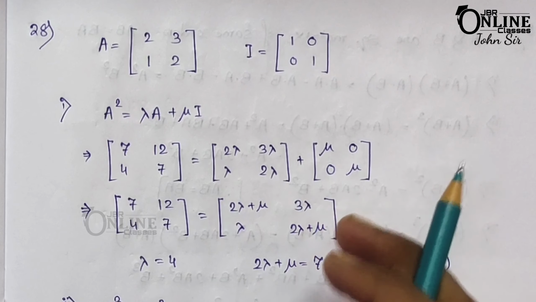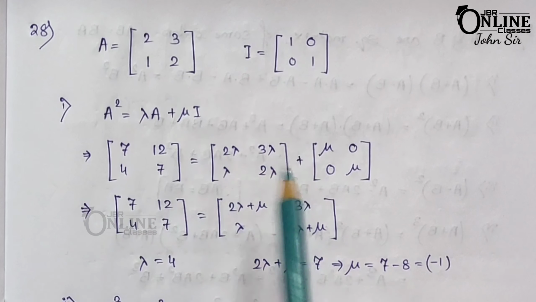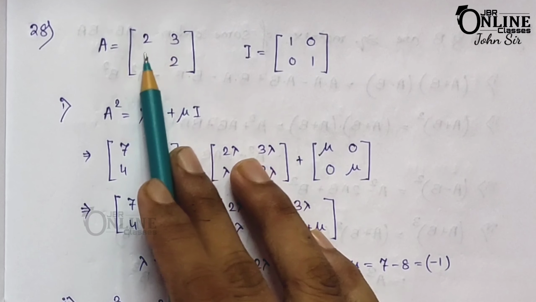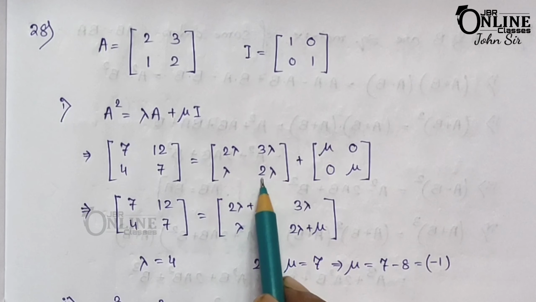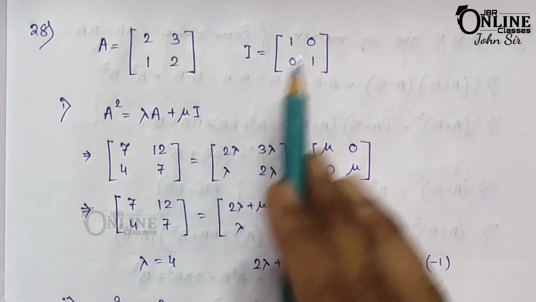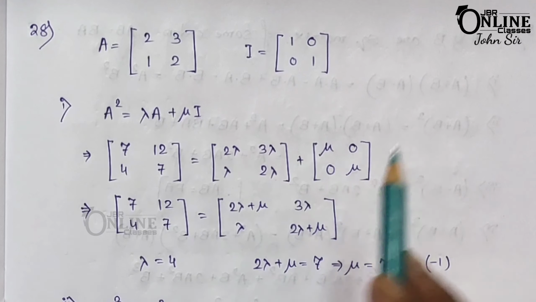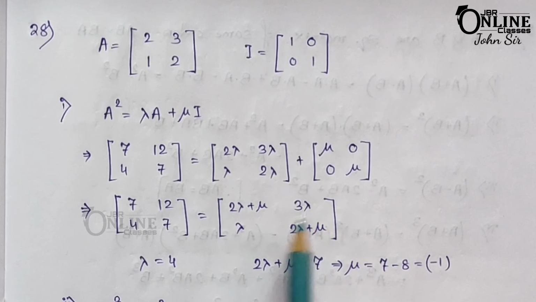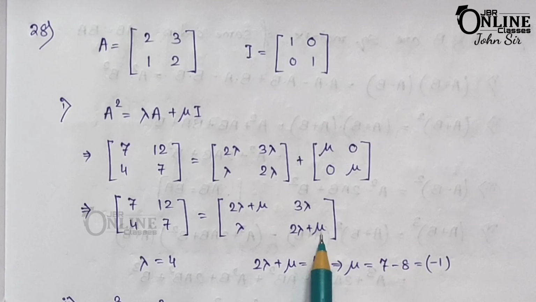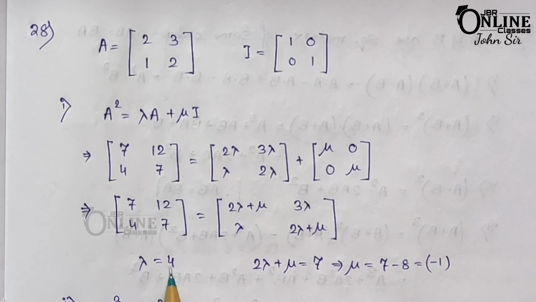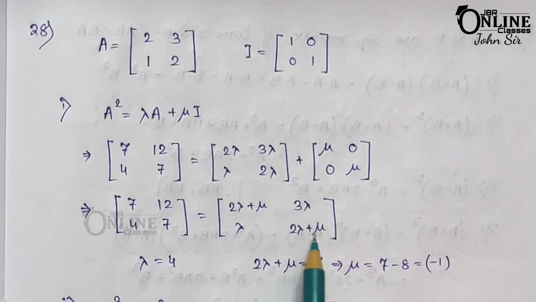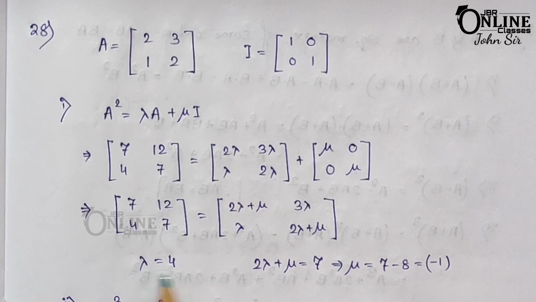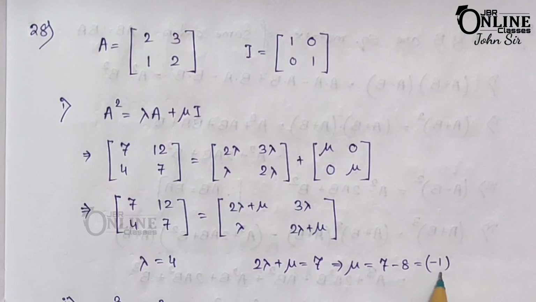So A square means multiply this one with this one and you will get 7, 12, 4, 7. Then lambda A means lambda into this one. So 2 lambda, 3 lambda, lambda and 2 lambda. Next mu I, that means mu, 0, 0, mu. Now if you add these two matrices, you will get 2 lambda plus mu, 3 lambda, lambda and 2 lambda plus mu. By comparing both sides, lambda equal to 4, and as 2 lambda plus mu equal to 7, then lambda equal to 4, so mu equal to minus 1.